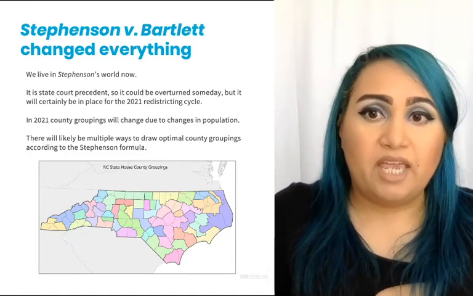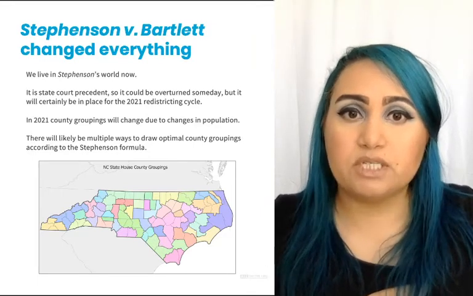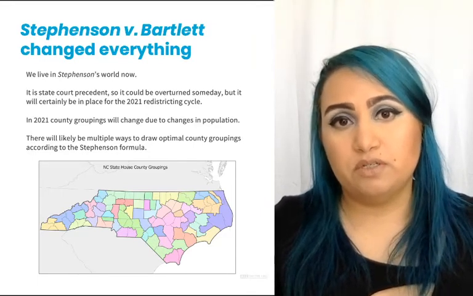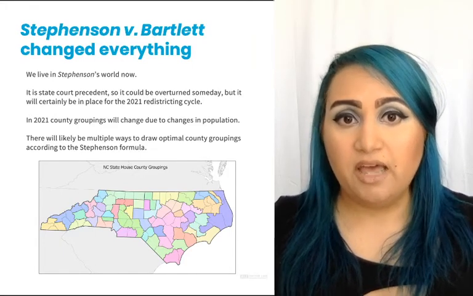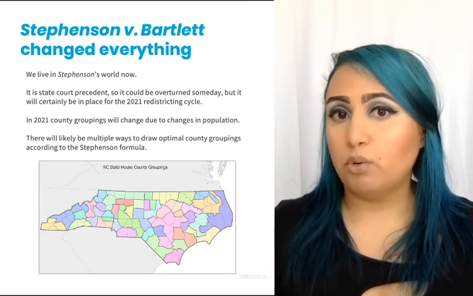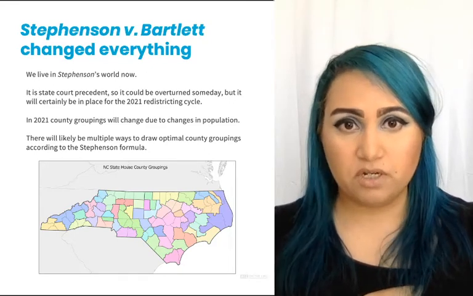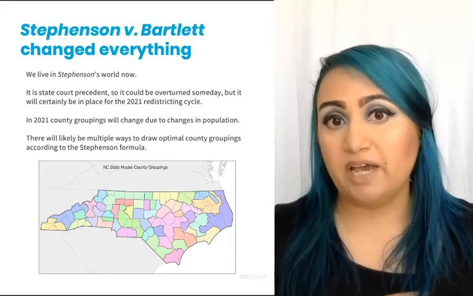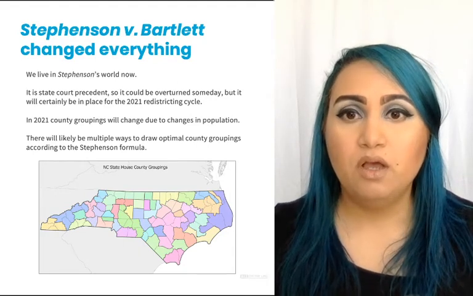Also in 2021, the county groupings themselves are going to have to change. We can't use the same county groupings that we used in 2011 because the population has changed so much, right? And the population has changed unevenly. So lots of our cities have grown a lot, lots of our rural areas haven't grown much at all, and so that unevenness means that the county groupings are going to have to be different to make those compensations for population.